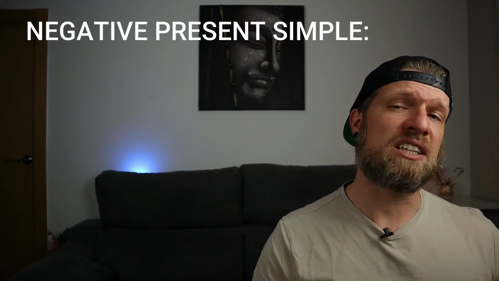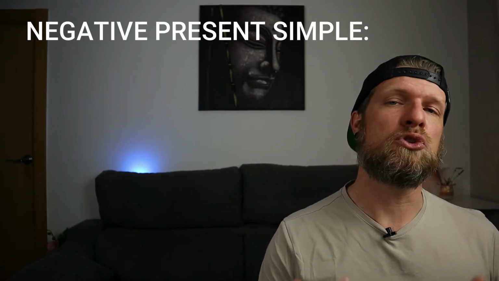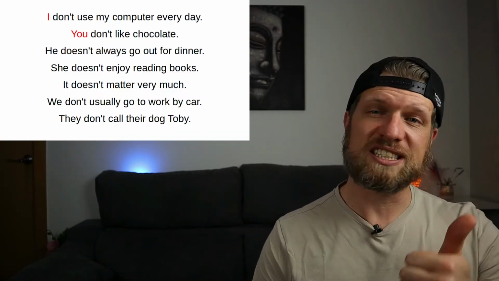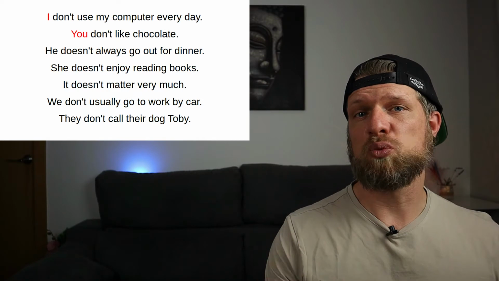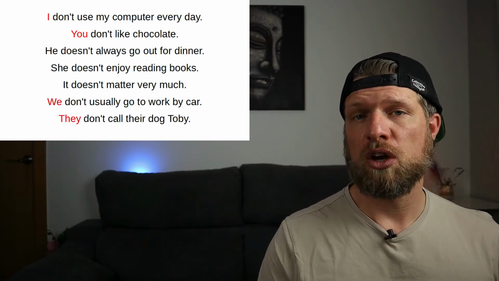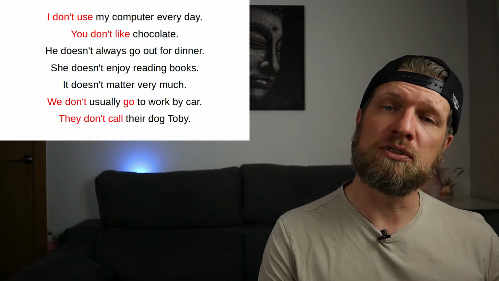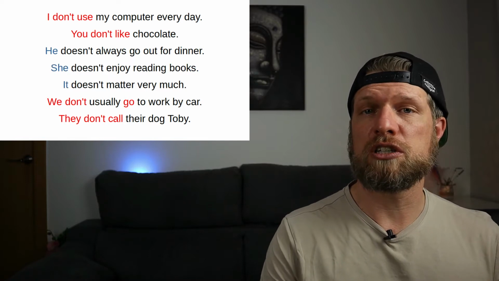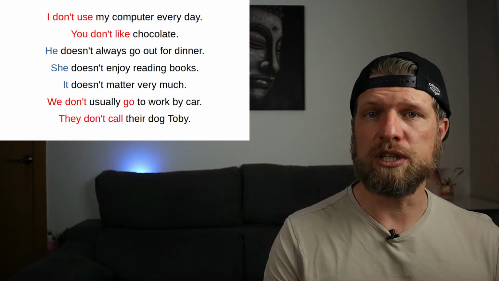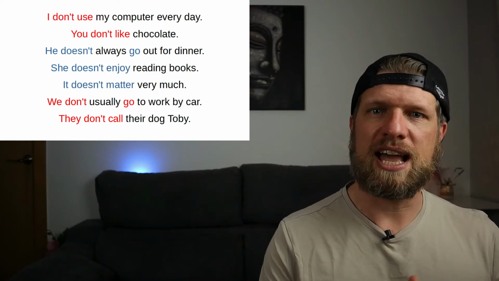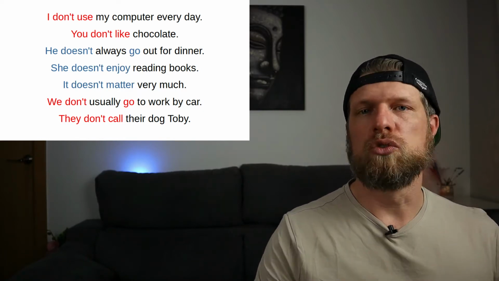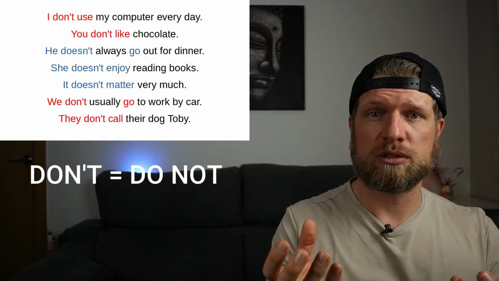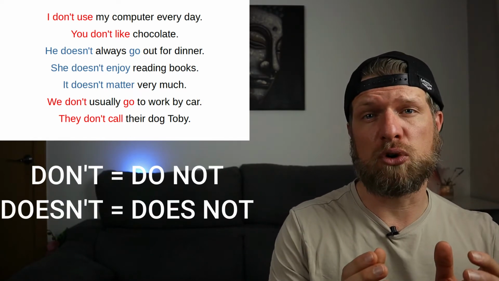To make the negative form in the present simple, we have to use the auxiliary verbs do and does. Look at these examples. In the first and second person singular, as well as in all plural forms, we use don't as the auxiliary verb to make it negative. However, in the third person singular, with he, she or it, we use doesn't as the negative form in the present simple. Note that don't is the contracted form of do not, and doesn't is the contracted form of does not.